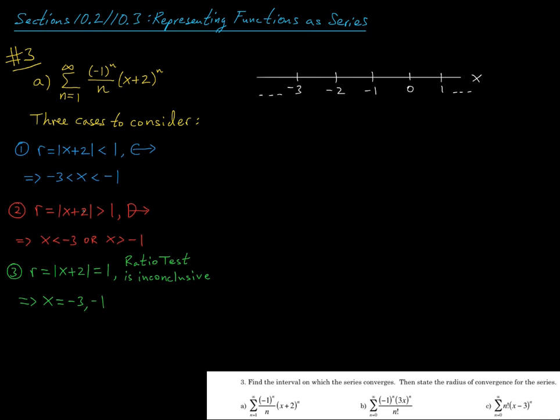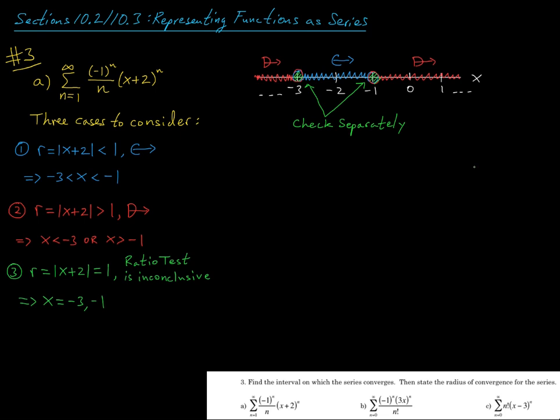Okay? Now, if r is strictly greater than 1, then the ratio test says that this series diverges. And this condition is equivalent to saying that x is strictly less than negative 3 or x is strictly greater than negative 1. Now, in the last case, this is when r is equal to 1, which occurs when x is either negative 3 or negative 1. Here, the ratio test is inconclusive. Okay, the ratio test does not tell us whether or not this series converges when x is negative 3 or when x is negative 1.